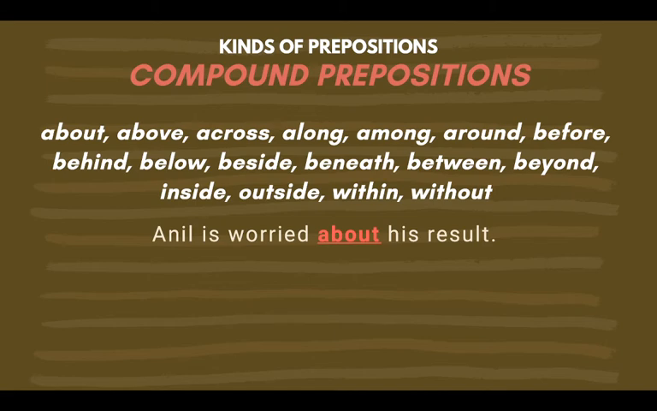If we simply avoid the preposition about here, does it make any sense? Anil is worried dash his result. The meaning is not conveyed. The link between the words result and worry is not understood. So once we use the preposition about, we'll get the proper meaning here. Anil is worried about his result.